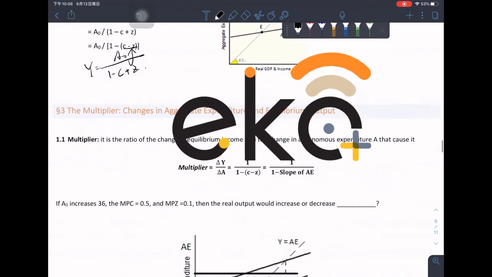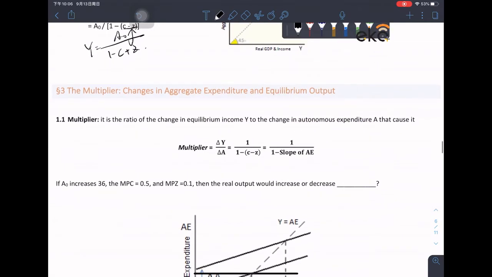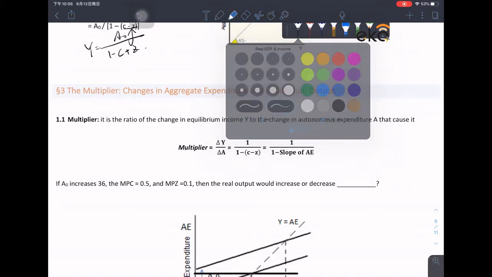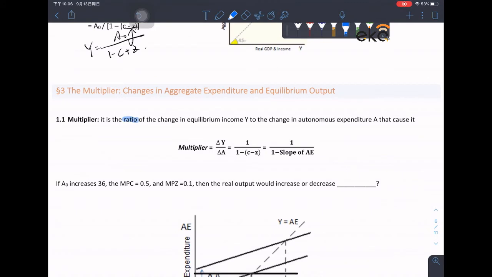About the multiplier, change in aggregate expenditure and equilibrium output. The multiplier is the ratio of the change in equilibrium income Y to the change in autonomous expenditure A that causes it, okay? So the multiplier is delta Y over delta A.